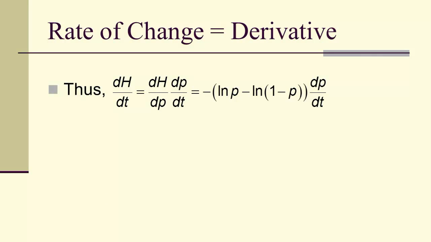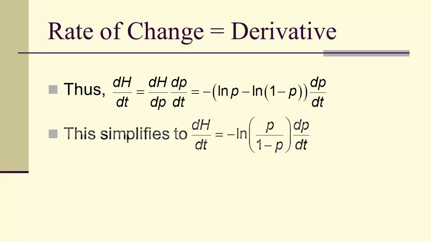So what we've shown is this derivative calculation is going to be of this form. The negative log p minus the log of 1 minus p quantity negated times dp/dt. Of course, we can use a property of logarithms to write this as negative log of p over 1 minus p times dp/dt.